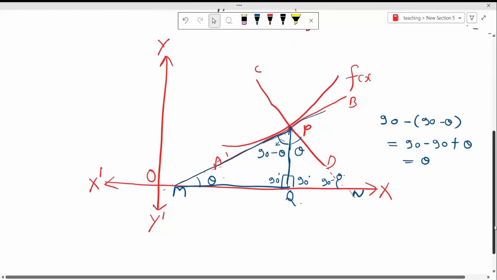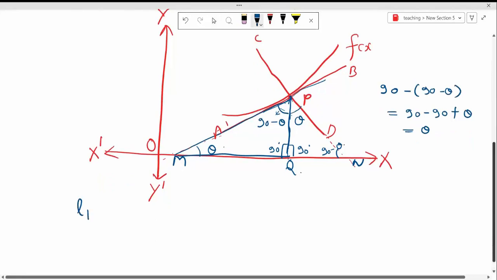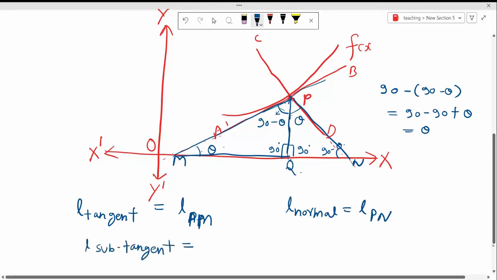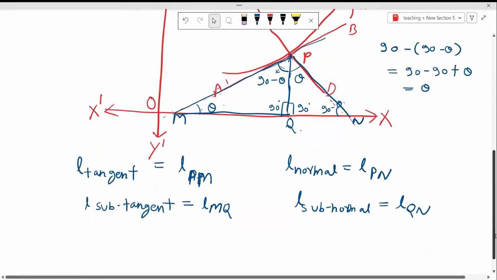Now, how do we find the subtangent, tangent and so on? Let's explain. Length of the tangent is the length of the line PM, the whole length from P to M. The length from P to N is known as the length of the normal. Length of the normal is equal to length of PN. The length from M to Q is known as the length of the subtangent. Length of the subtangent is length of MQ, and length of the subnormal is length of QN. Okay. So now we understand what the length of the normal, tangent, subnormal and subtangent are. Look at this picture.